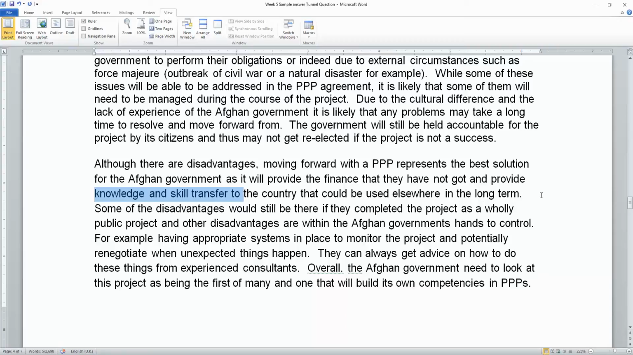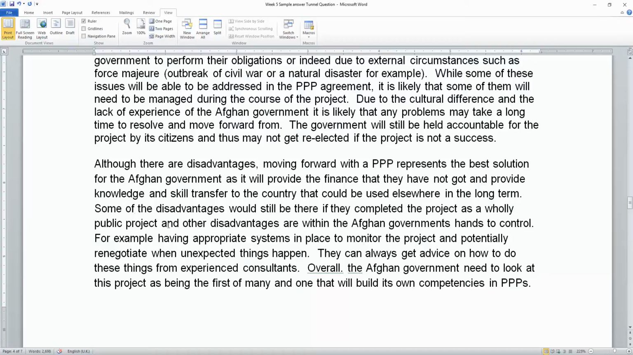Okay, so again, I've used long term, which is evaluation. I'm showing judgment that there's long-term advantages as well as the short-term advantages of having the tunnel actually finished. Some of the disadvantages will still be there if they complete the project as a wholly public project anyway. Okay, those uncertainties are still going to be there. Those costs and those risks they would have to take on themselves anyway. So maybe it's not a disadvantage of the PPP after all.